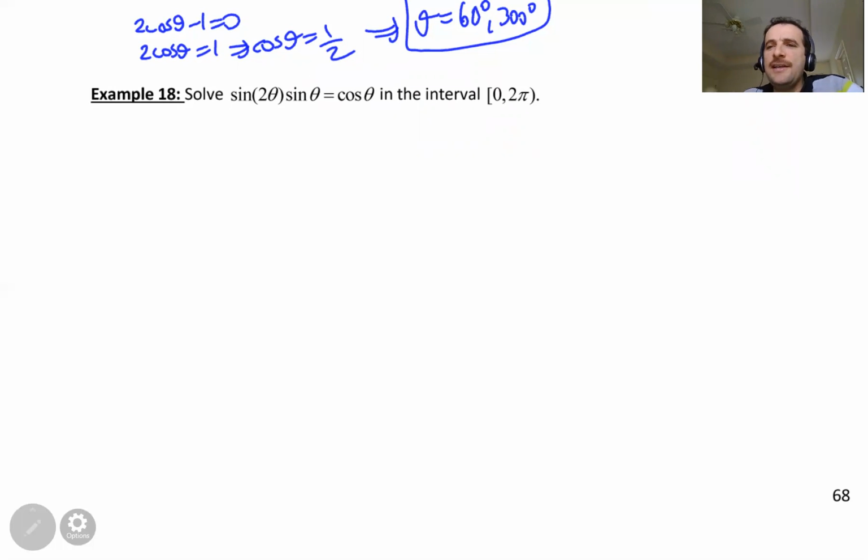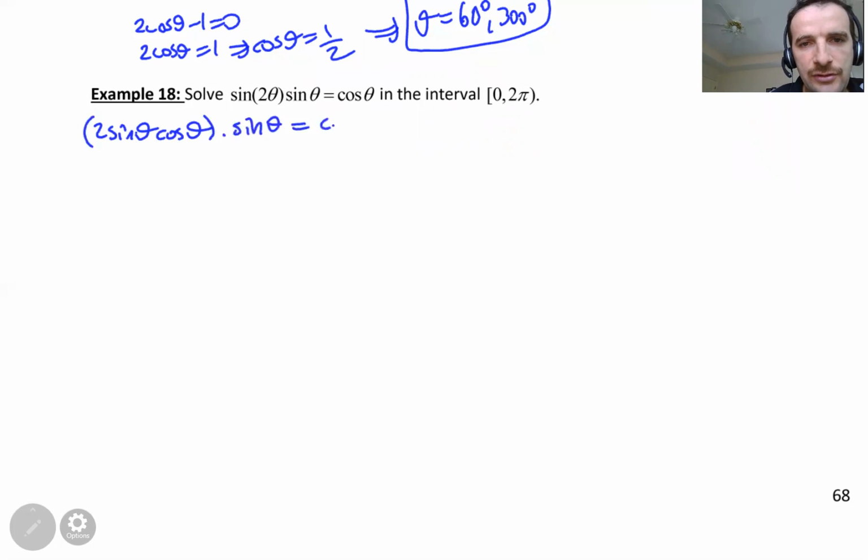There's sine 2 theta, right? And I know how to write sine 2 theta. So sine 2 theta is equal to 2 sine theta cosine theta, right? This is sine 2 theta times sine theta is equal to cosine theta. So I can move that cosine theta. By the way, you may think you can simplify cosine theta, right? But if you simplify cosine theta, you will lose some solutions, okay? So don't do that in this type of problems.